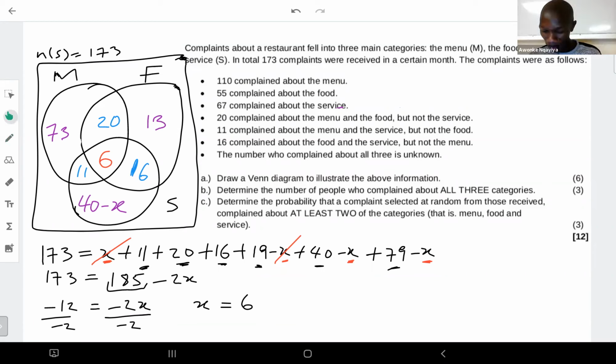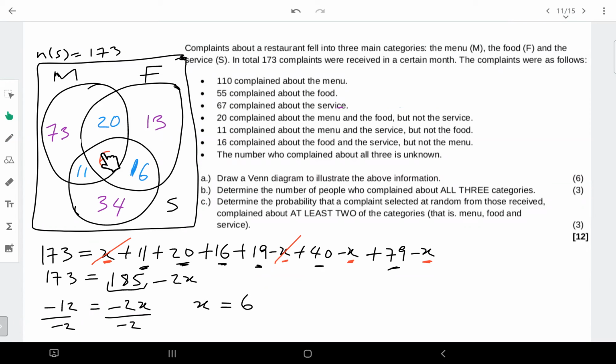What will be the complaints about services only? 40 minus 6. What will that be? 34. If you look at this carefully, we are dealing with quantities, the number of complaints in this example. So we wouldn't expect to find any negative number there. We wouldn't expect to have a negative 6, for example, because the number of complaints can never be negative.